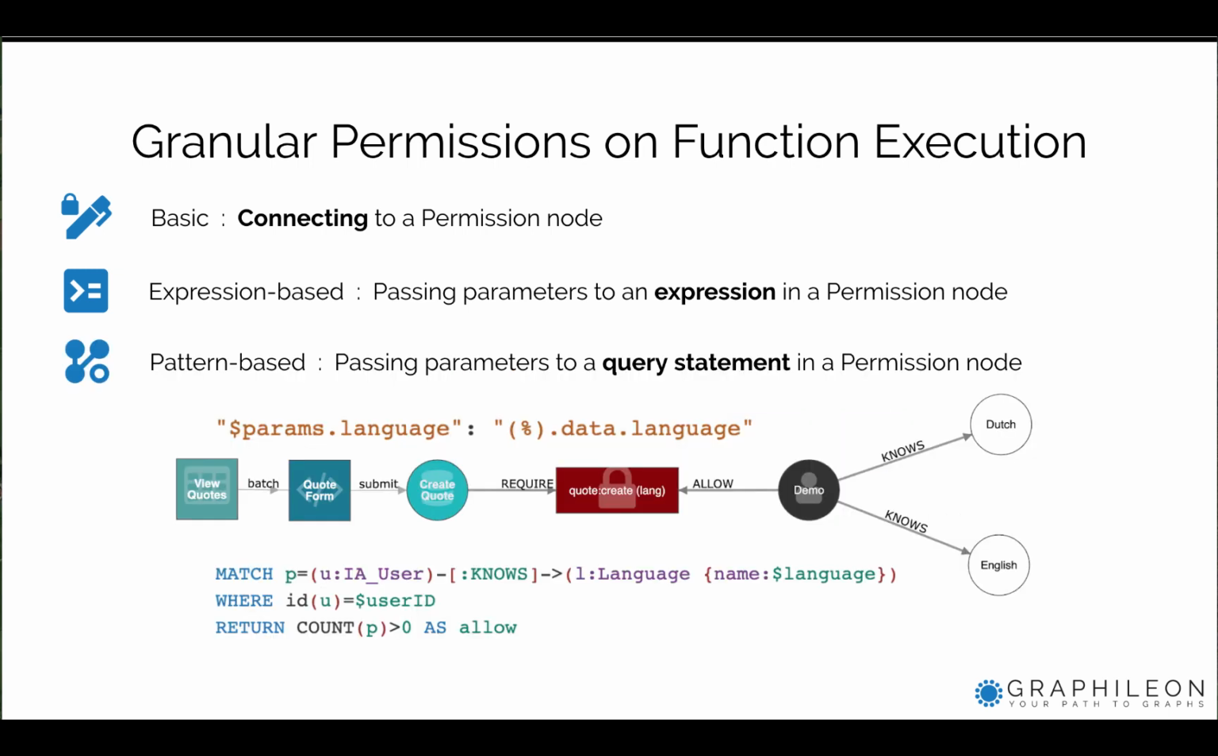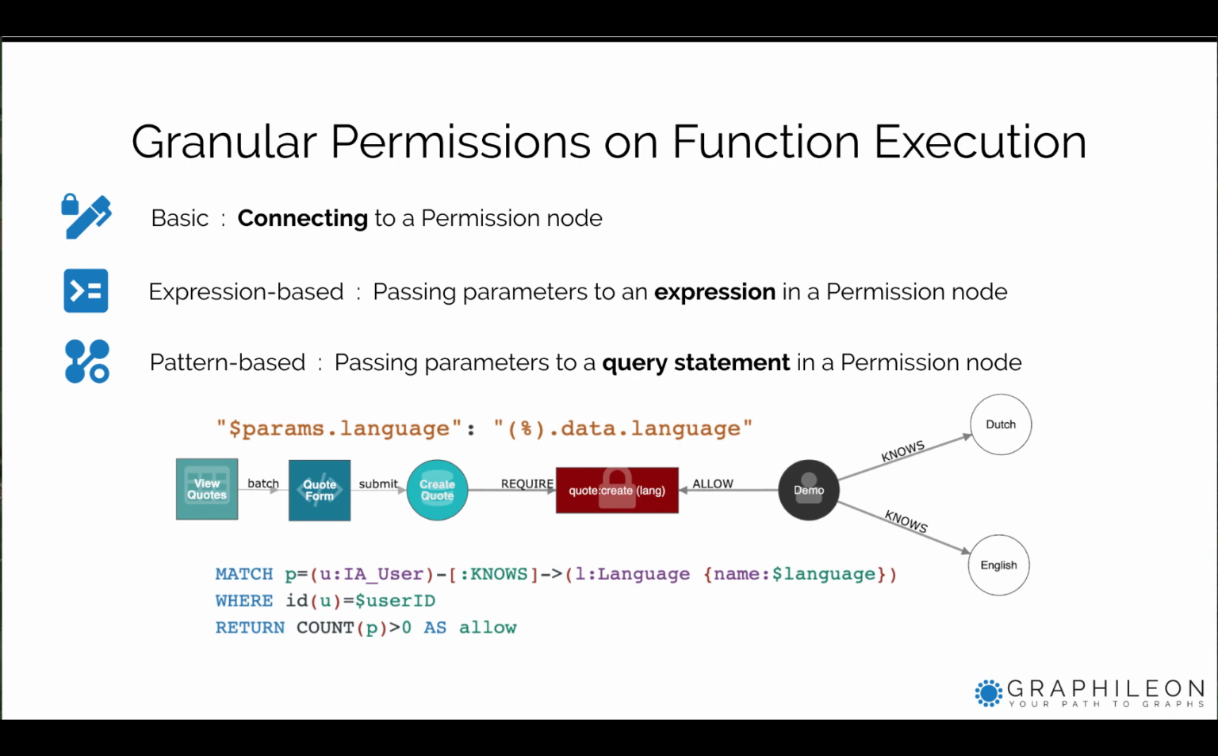The third way of using granular permissions is pattern-based. In case of a graph database that uses Cypher, the system uses a Cypher statement to check whether a permission can be granted. And in this Cypher statement you can put any pattern or any logic as long as you have it return an allow, false or true. In this case, the create quote query will only be executed if the user has a knows relationship to the language in which the quote is written.